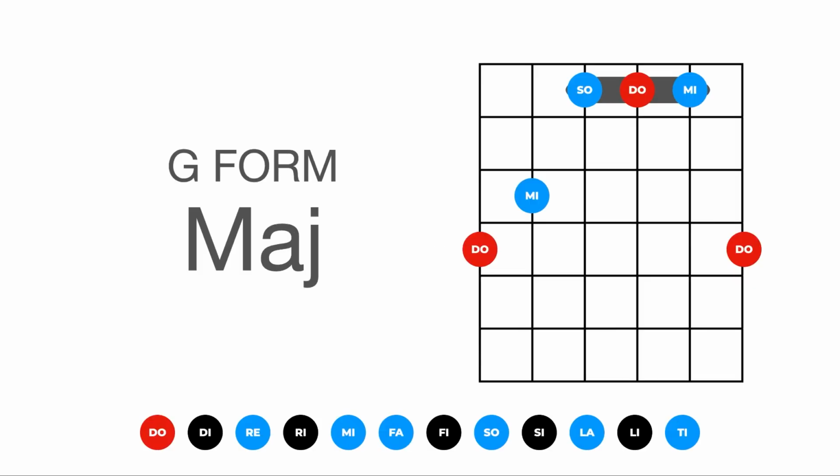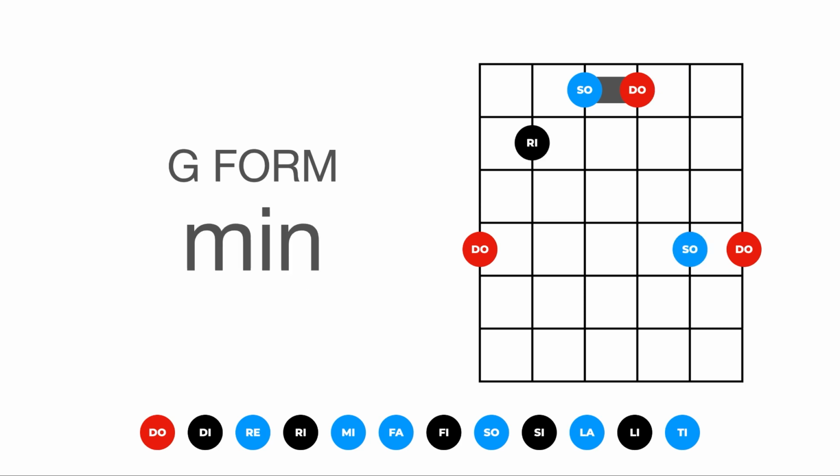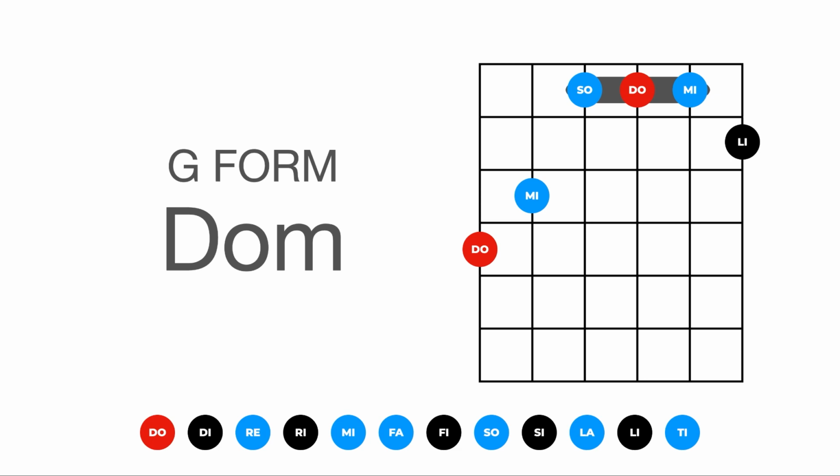If we go to G, we've got our G major form, which is do, mi, so, do, mi, do, which would be 1, 3, 5, 1, 3, 1. The minor is 1, flat 3, 5, 1, 5, 1. Do, re, so, do, do. And the dominant would be do, mi, so, do, mi, li.